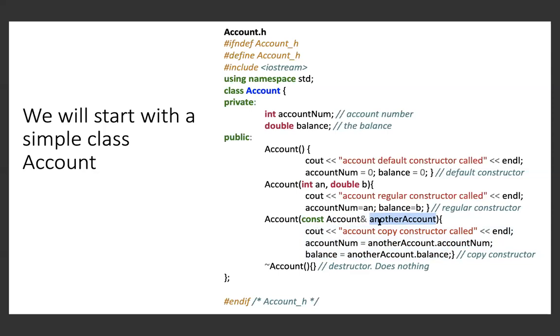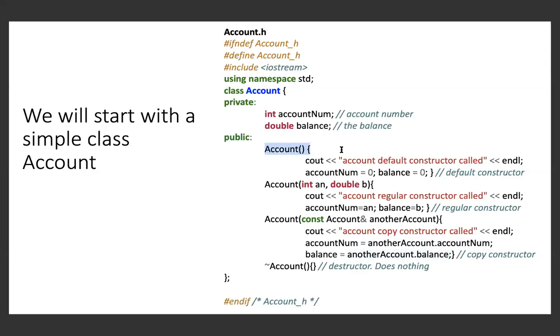So in here, we're passing another account object. It has a type account. It's passed by constant reference. And inside the constructor, we are initializing account number, which is a member of the new account that we're constructing, to be equal to the account number of the other account that we are passing. And the balance of this new account to be equal to the balance of the other account. So we're really making a copy of this other account to construct a new account out of it.